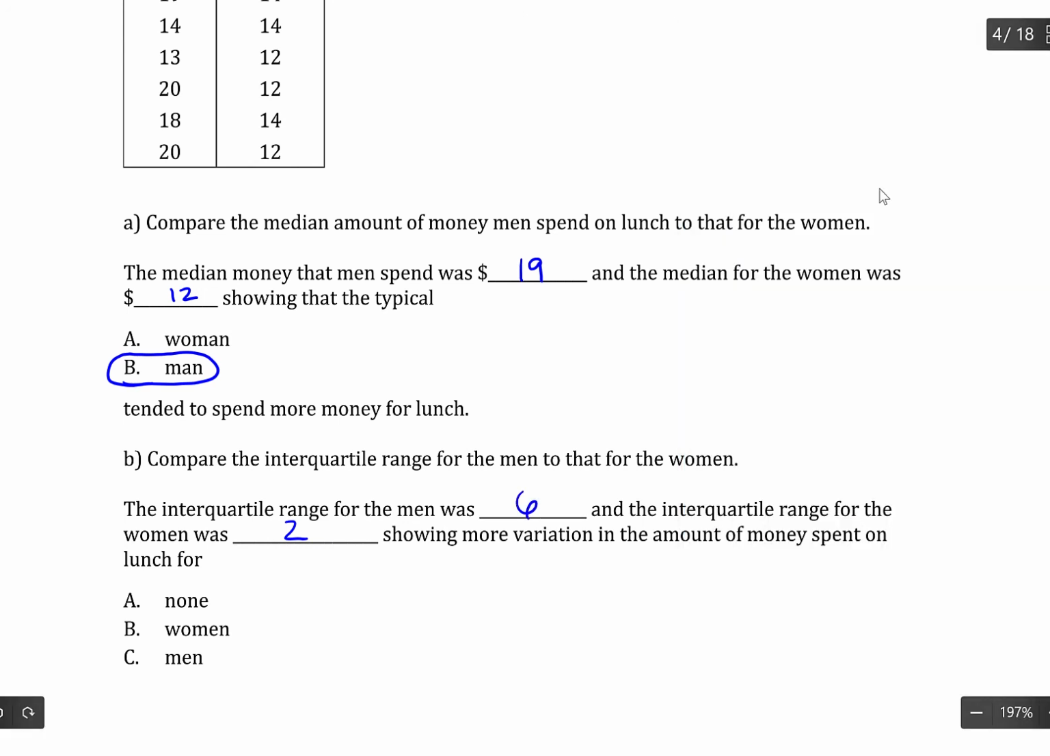So the interquartile range for men is larger, and that shows that there's more variation in the amount of money spent on lunch for men. So men tend to spend more money, but also tend to vary how much they spend more than women.